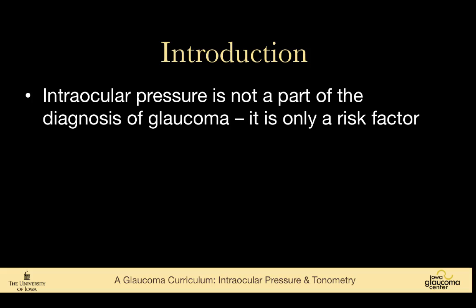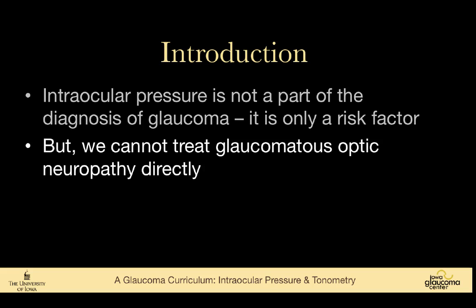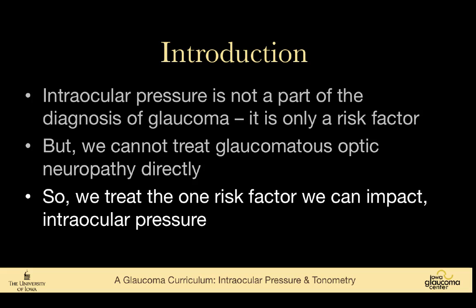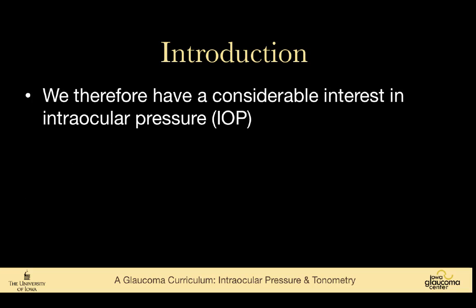Intraocular pressure, as will be emphasized many times throughout this curriculum, is not a part of the diagnosis of glaucoma. It's simply a risk factor for developing glaucoma. But because we cannot treat glaucomatous optic neuropathy directly, we treat the one risk factor that we can impact, which is intraocular pressure. So we have a real interest in intraocular pressure, also called IOP.